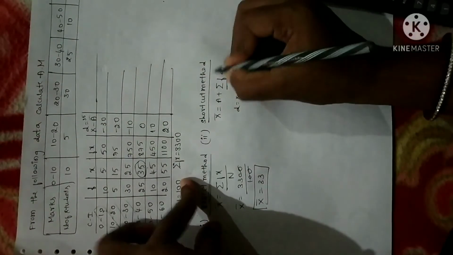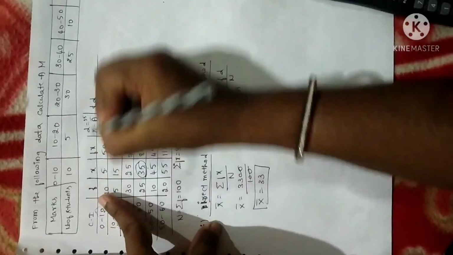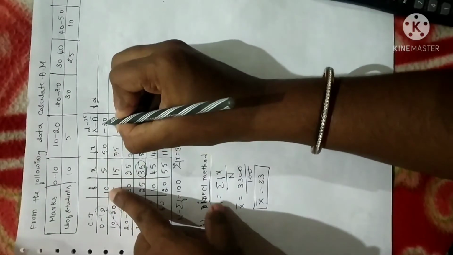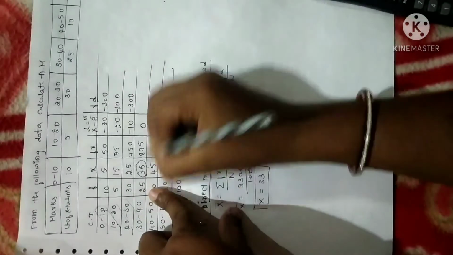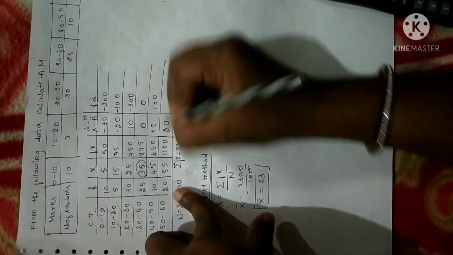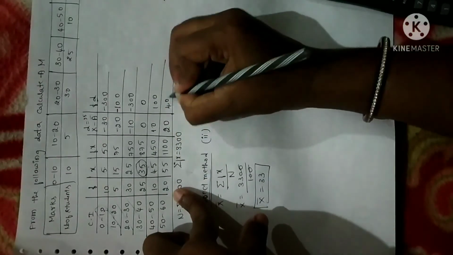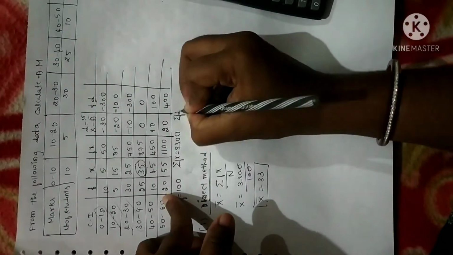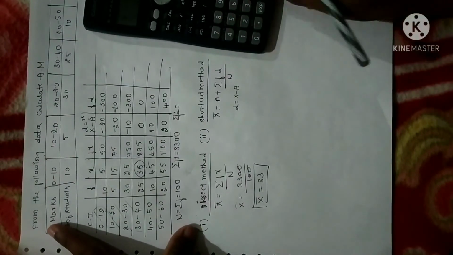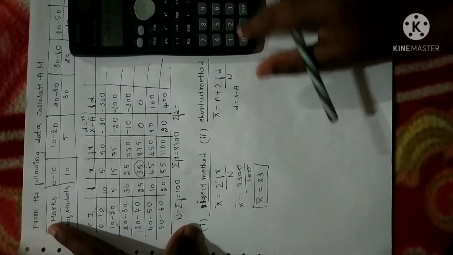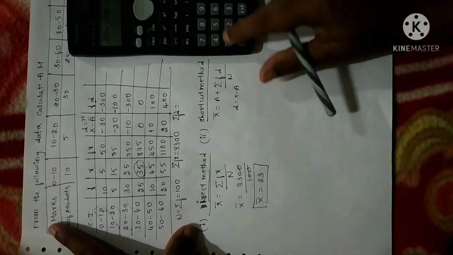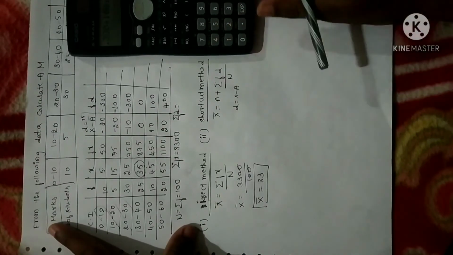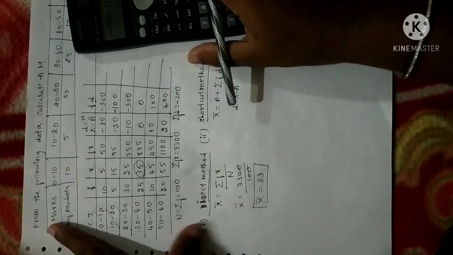Now I have to calculate fd. Anyhow, f we have here and d we have, so we have to multiply these two values, f with d. So that will give us 30 into minus 10 is minus 300, 5 into minus 10 is minus 100, 30 into minus 10, minus 300, 25 into 0 is 0, 10 into 10 is 100, 20 into 20 is 400. So I have obtained f into d. Now I have to find sigma fd. Sigma fd in the sense you have to add all these values. So let me add minus 300, minus 100, minus 300, I am doing along with the sign, you can note that, plus 100, plus 400. So after adding you will get minus 200.